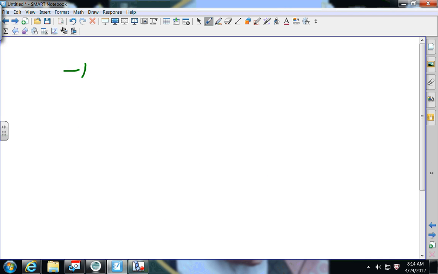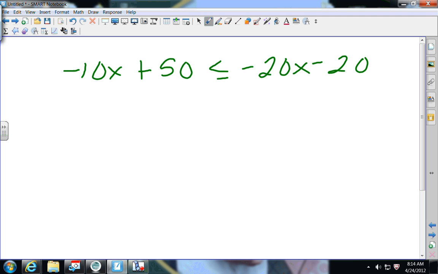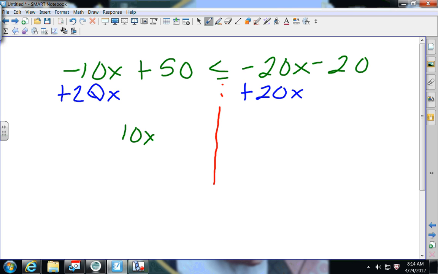I have negative 10x plus 50 less than or equal to negative 20x minus 20. Again, I like to draw my dotted line right here. I'm going to add 20x to each side. Okay, I'm going to move my x's to the left-hand side. So now, negative 10 plus 20, 10x plus 50, less than or equal to negative 20. From here, I'm going to subtract 50 from each side.